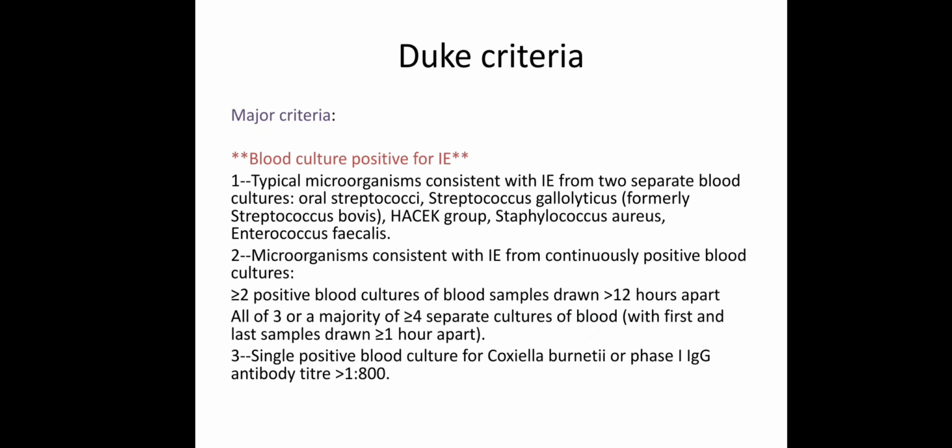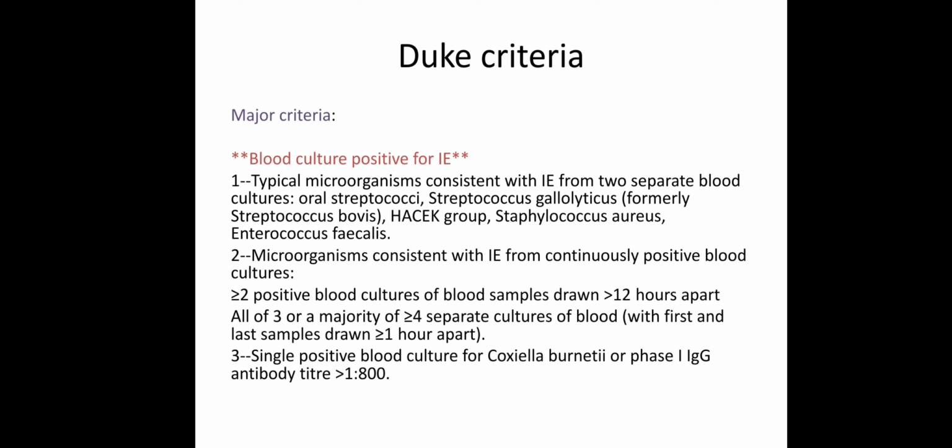Okay, so we talked about blood culture, ECG, and the echo. Okay, now let's move towards the diagnosis. So you have the Duke criteria, which has a major criteria and a minor criteria. In the major criteria, the first thing is a positive blood culture.